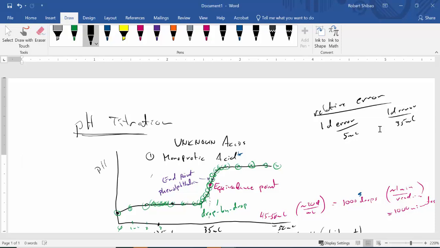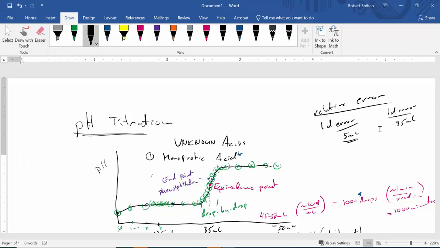There's a big difference. So if you only have 5 milliliters, that's 100 drops. So 1 drop in 100 drops is like a 1% error. But 1 drop in 35 milliliters, that's 20 times 35, which would be 700 drops. So if you have 700 drops and you have a 1 drop error, is that a big deal? Not as big of a deal as 1 drop error in 100 drops.